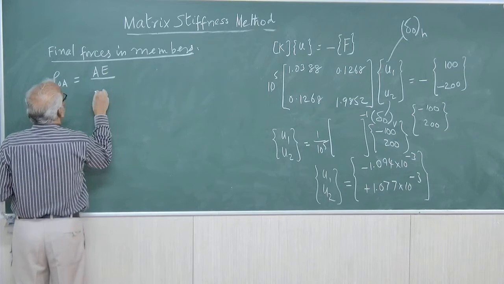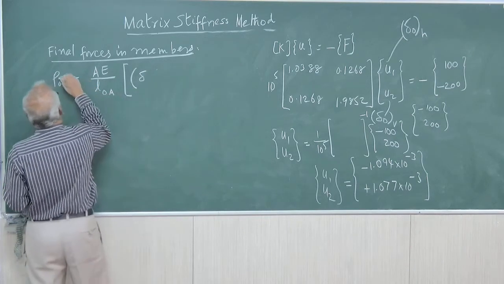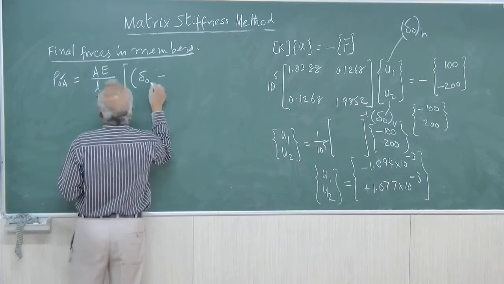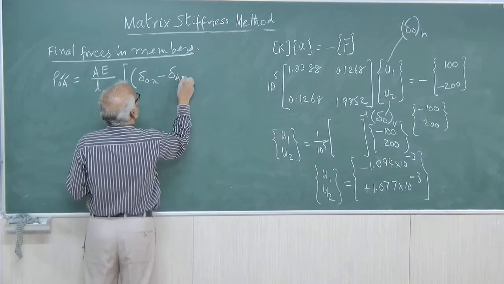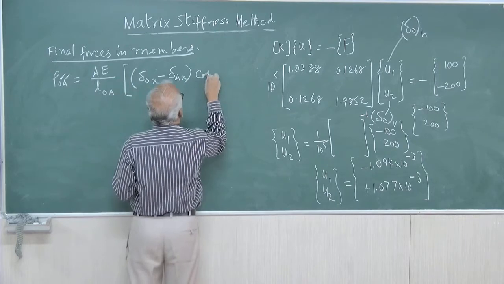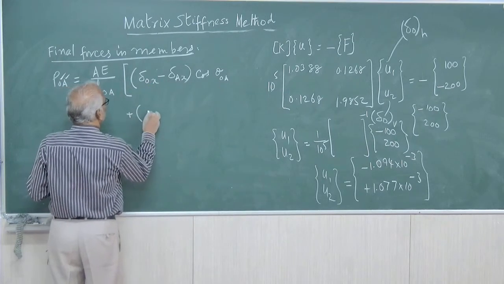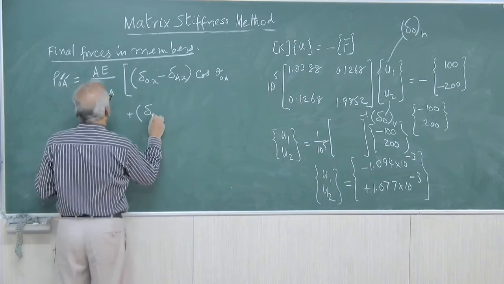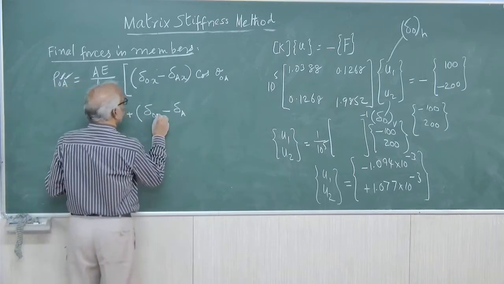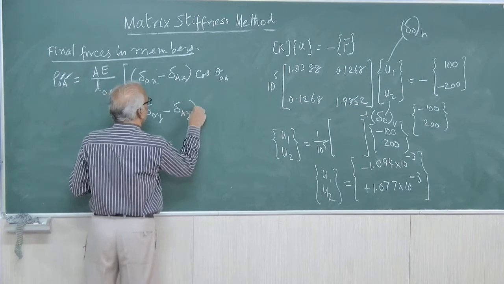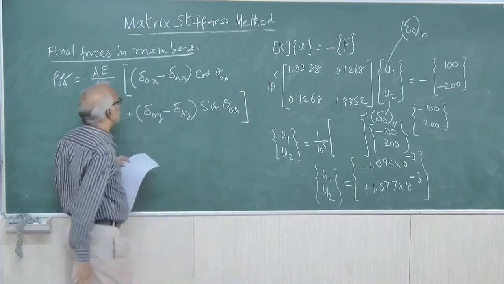AE by L of the member OA into delta O minus delta A in the x direction, into cos theta OA, plus delta O minus delta A in the y direction, into sin theta OA. That is the formula.